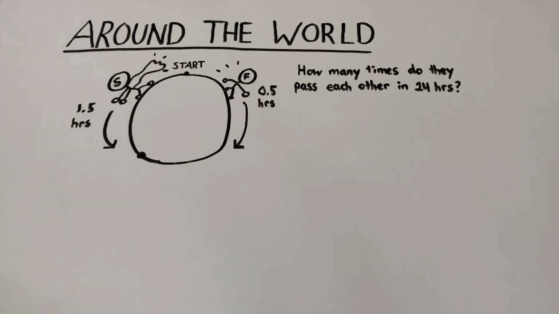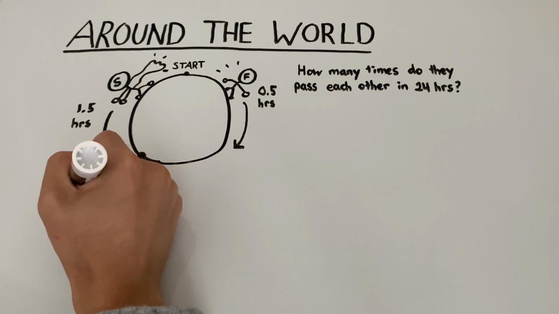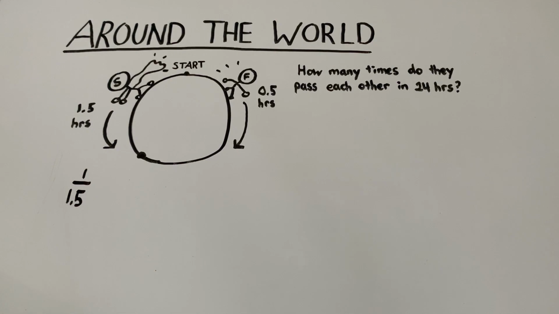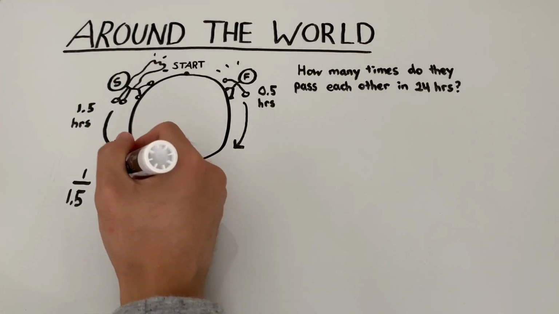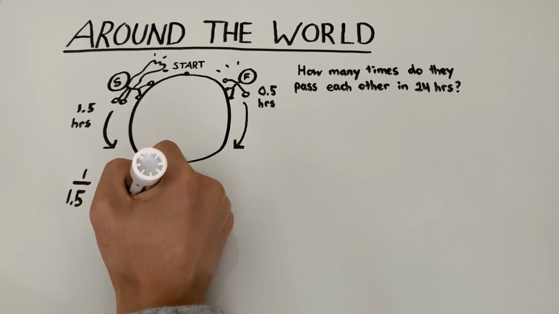So let's do that. Let's look at Superman first. So if Superman can go around the entire world in 1.5 hours, then that means in 1 hour, Superman goes around 1 over 1.5 of the entire world. Similarly, since Flash takes half an hour to go around the entire world, that means in 1 hour, Flash will go around twice.